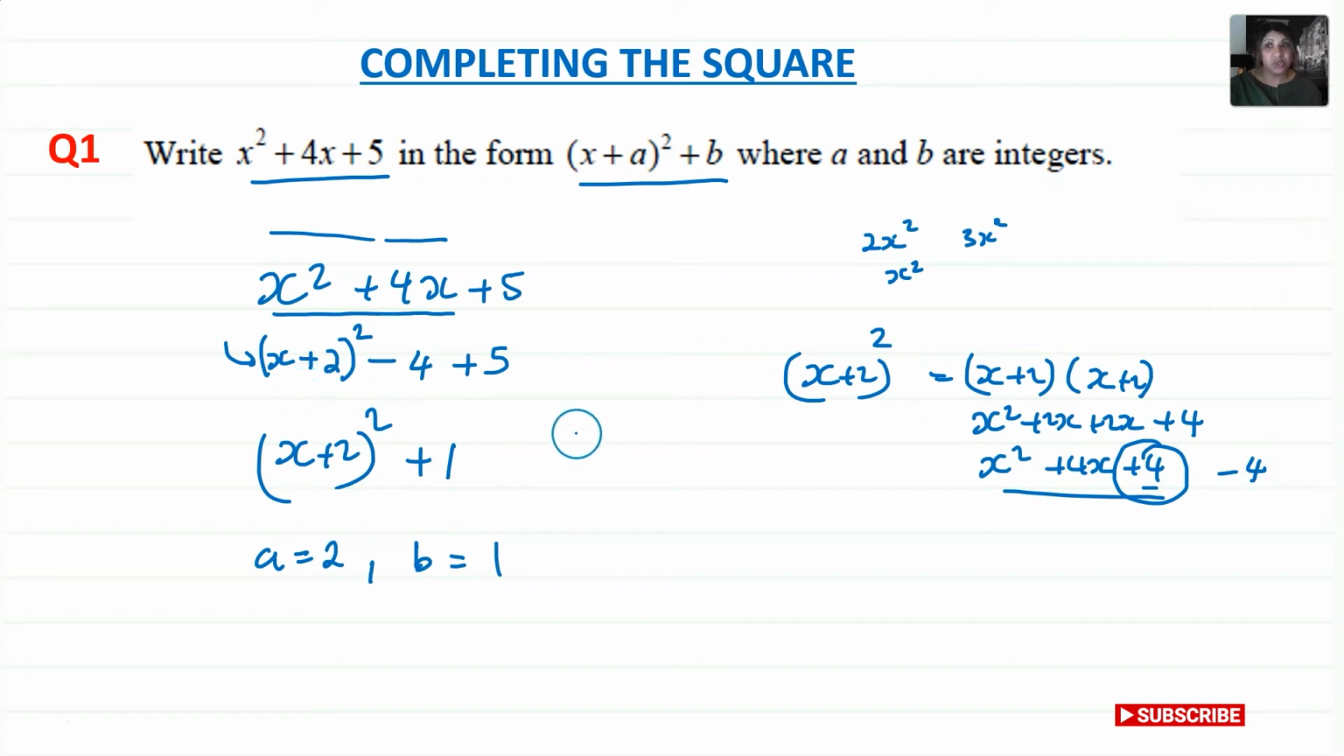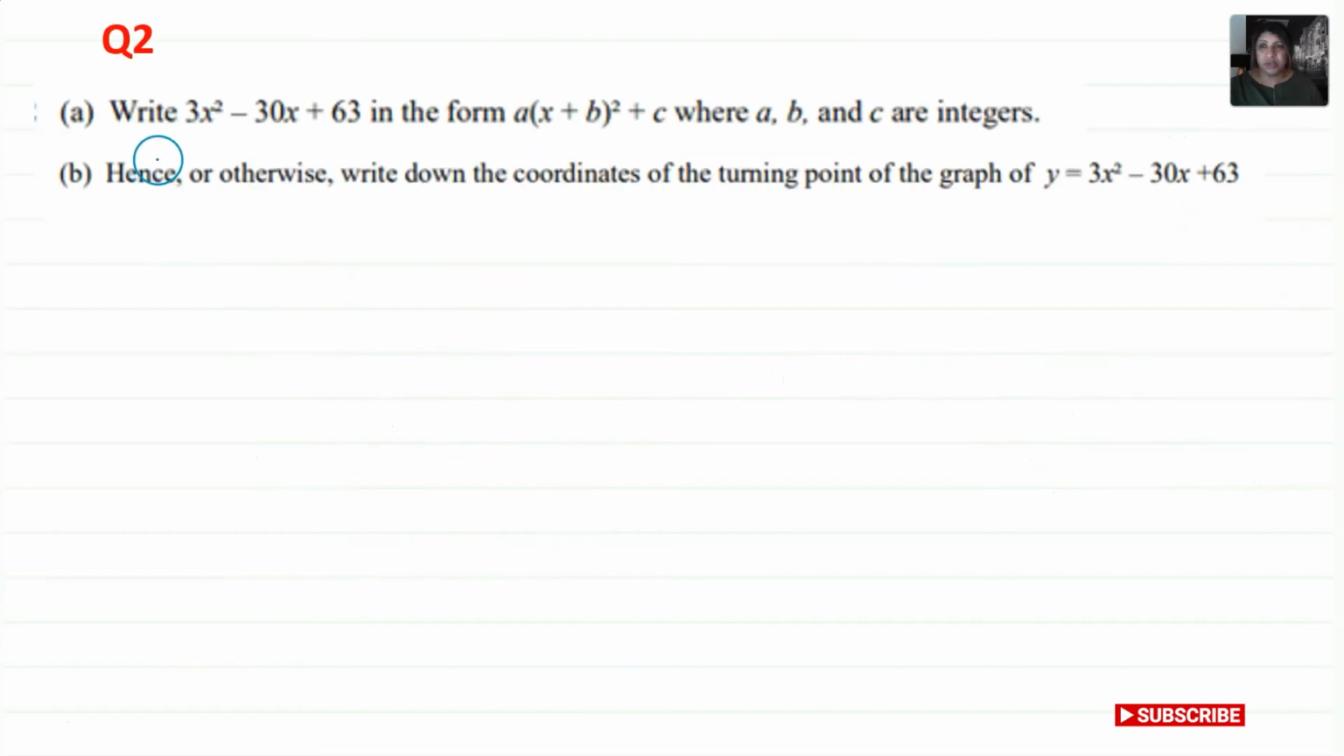Okay, so let's go to question 2. We're told to write 3x squared minus 30x plus 63 in the form a(x plus b) squared plus c, where a, b, and c are integers. And then we need to write down the coordinates of the turning point of the graph. So that's the same approach as this one here.